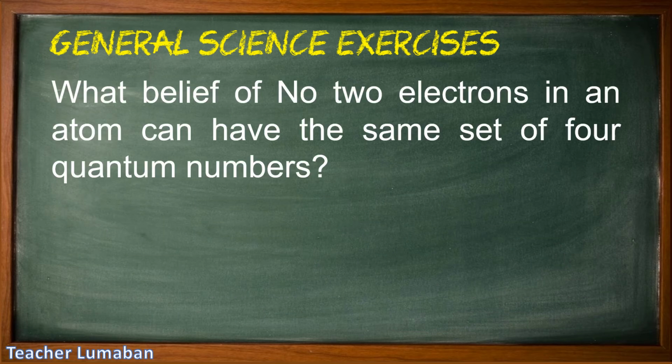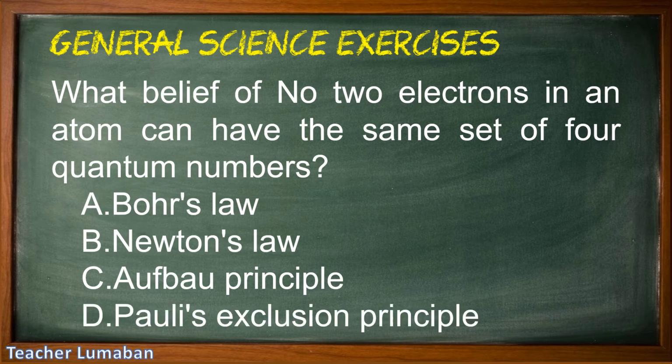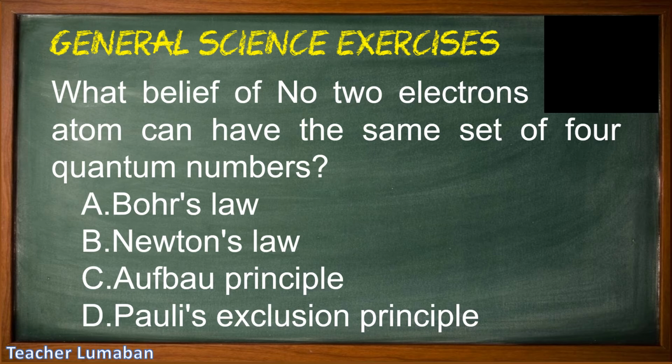What is the principle that no two electrons in an atom can have the same set of 4 quantum numbers? Letter A, Bohr's law. Letter B, Newton's law. Letter C, Aufbau principle. Letter D, Pauli's exclusion principle. Choose the suitable answer to the following choices in 5 seconds.